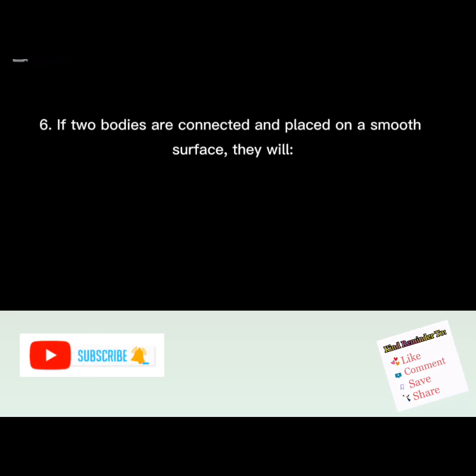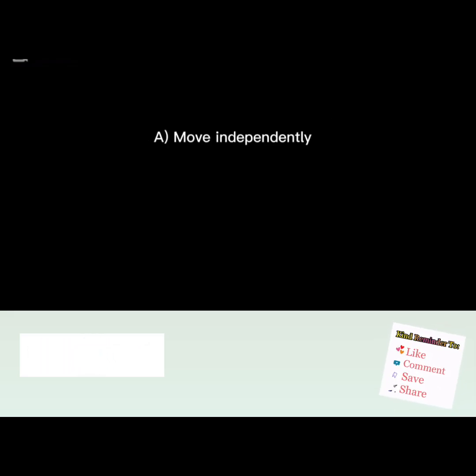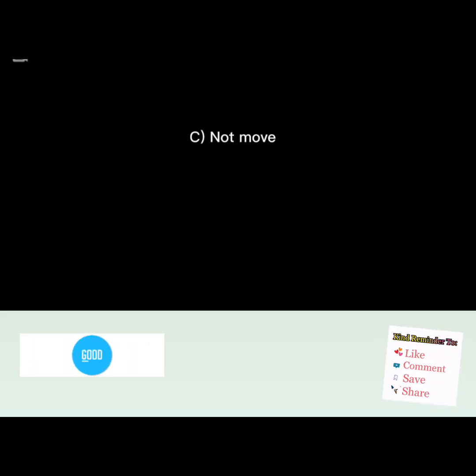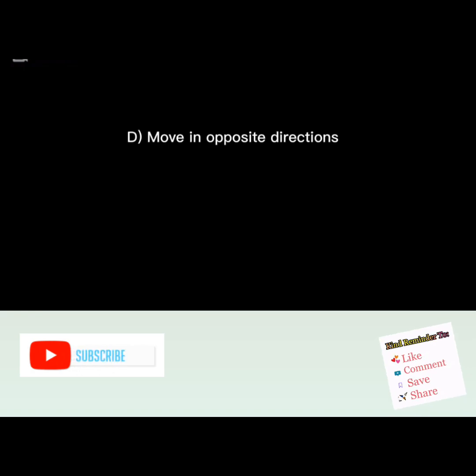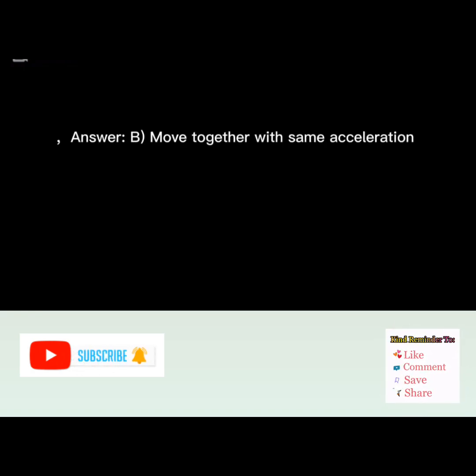6. If two bodies are connected and placed on a smooth surface, they will: A. Move independently. B. Move together with same acceleration. C. Not move. D. Move in opposite directions. Answer: B. Move together with same acceleration.